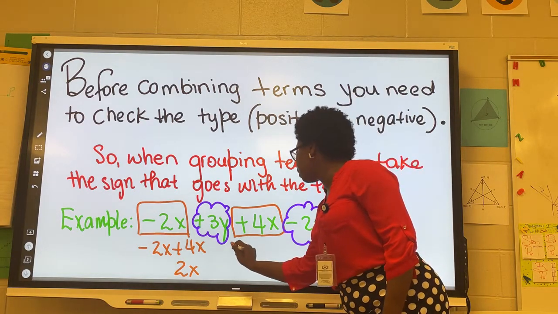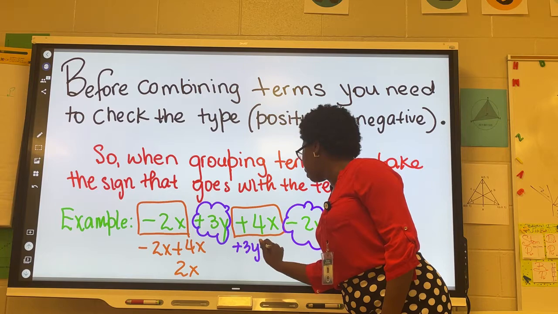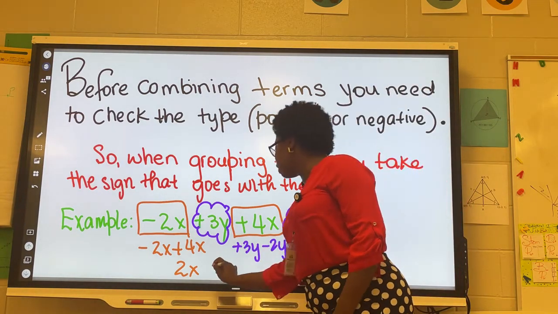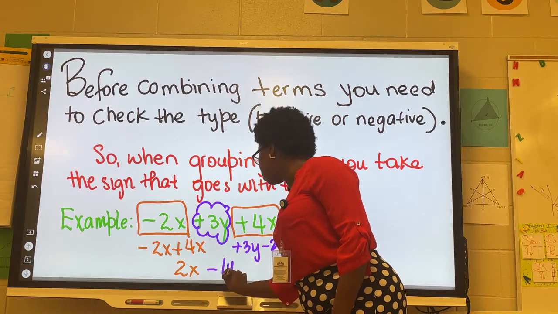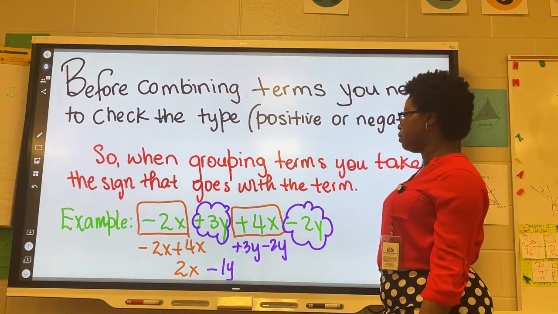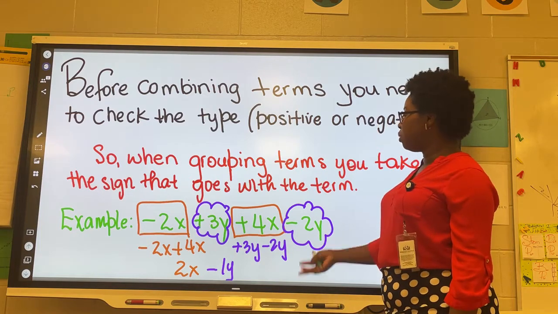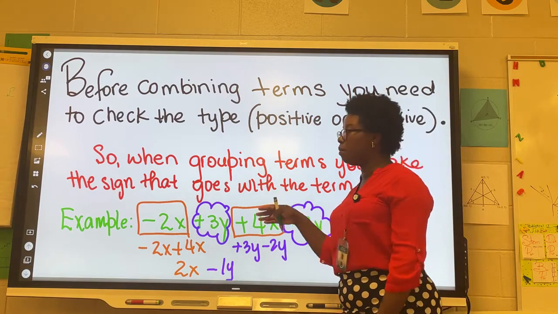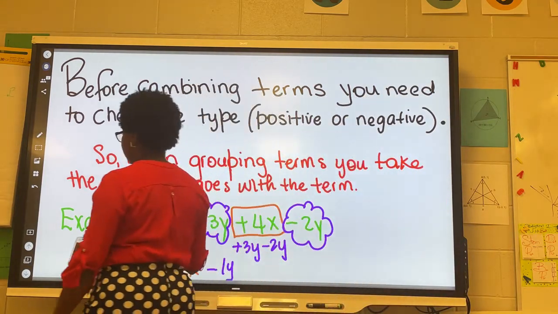Alright, so we say plus 3y minus 2y. So 3 minus 2 will give us 1. So it's going to be 1y, or you can just put y if you are comfortable like that. So that's how you basically do them. You have to bring the term that comes with the number when you're grouping them.